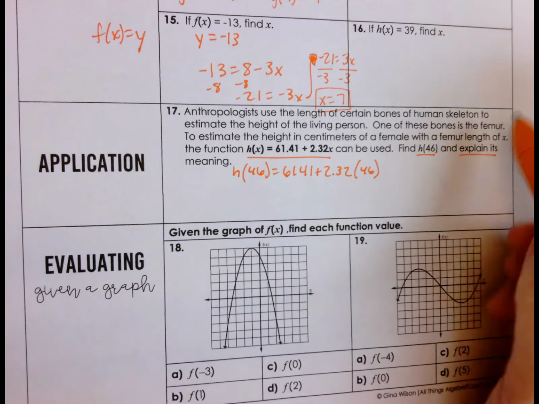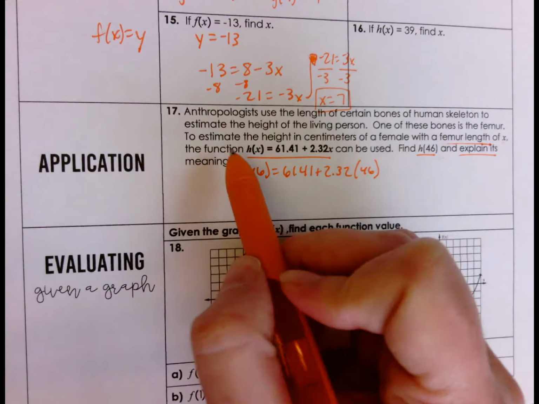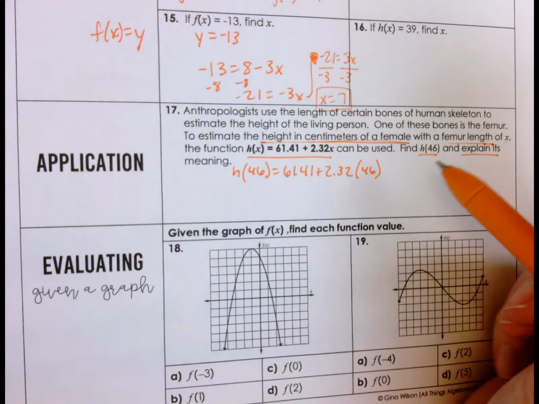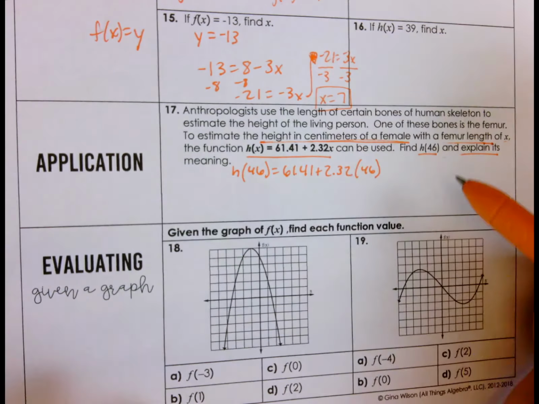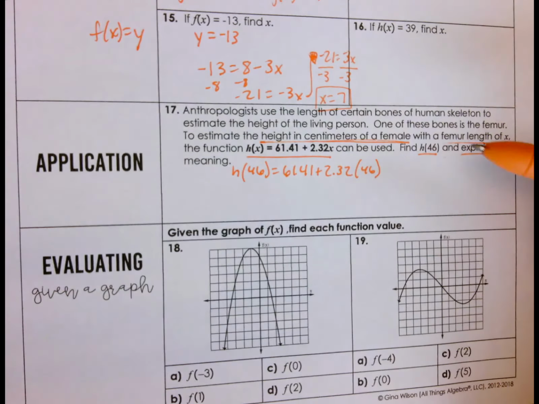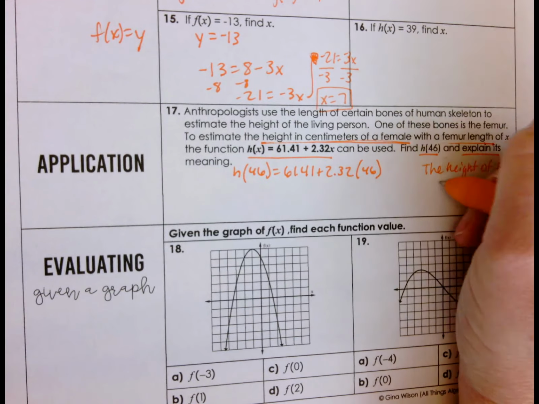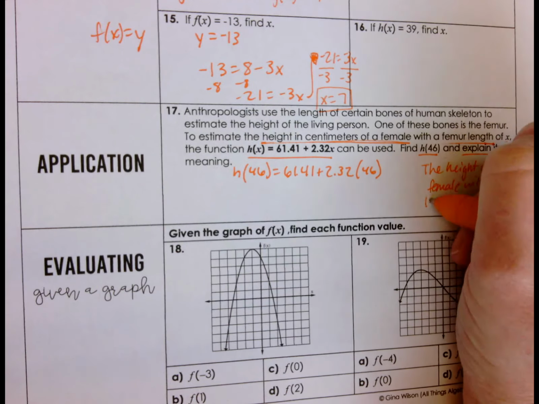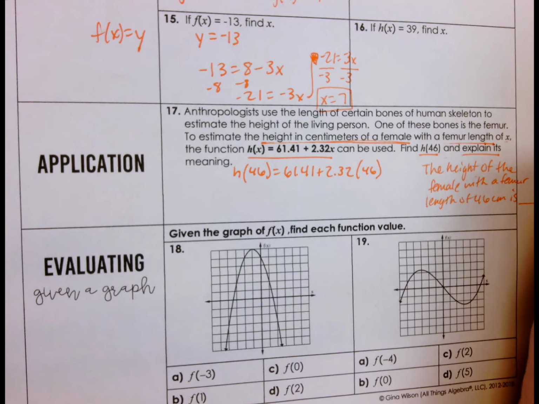All right, 46 is the x value. X is the length of the femur, and the height of a female right here is your h of x. So if the femur is 46 inches, then what is the height of the female? And that's what you're going to find out when you solve this. Okay, so the height of the female is, and then you're going to answer it. All right, so the height of the female with a femur length of 46 centimeters is blank centimeters.